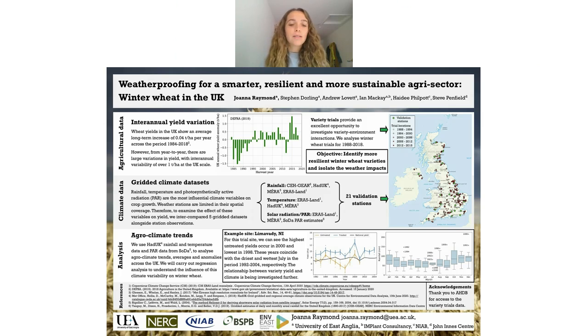In the particular time series shown, we can see a peak in untreated yield in 2000 and a trough in 1998. This coincides with the driest and wettest July in this period, which can be seen in the rainfall box plot in the bottom right. We'll therefore be investigating this potential relationship further using statistical analysis. The results of this work can inform plant breeders on novel breeding traits and farmers on what variety traits might be best suited to their specific environment.